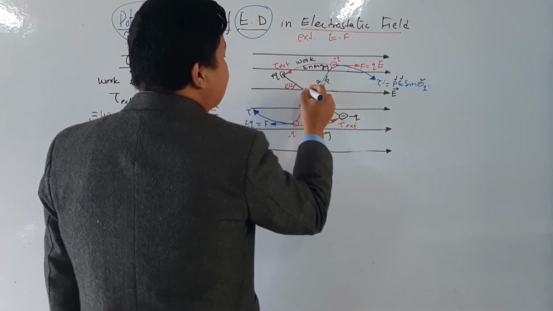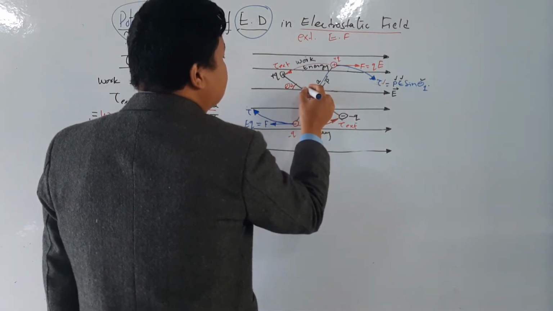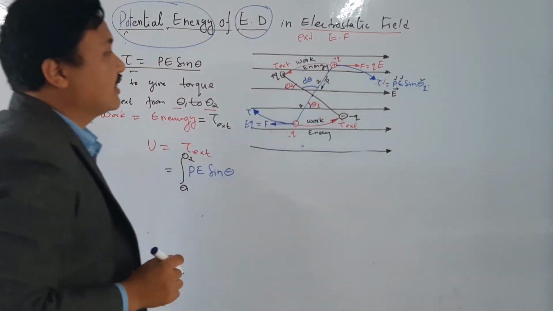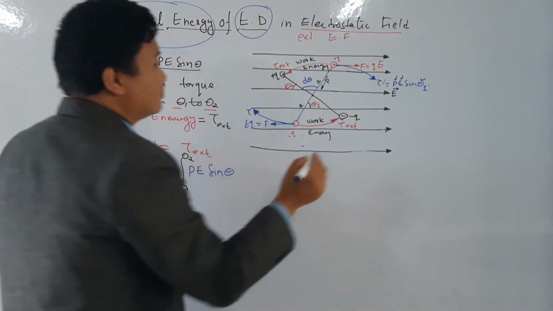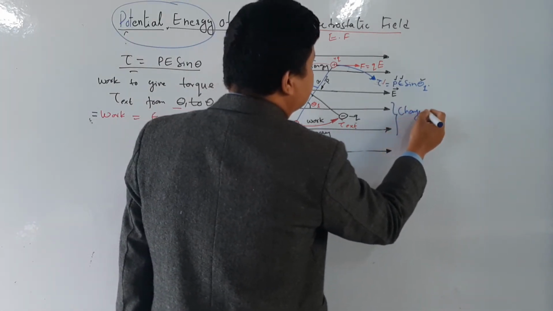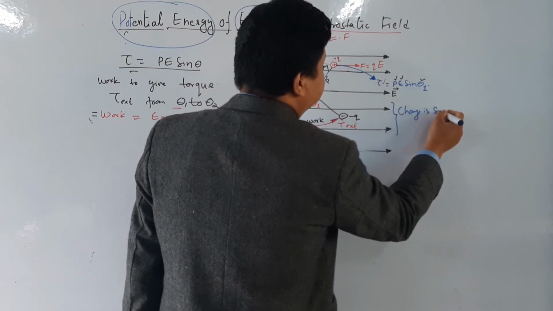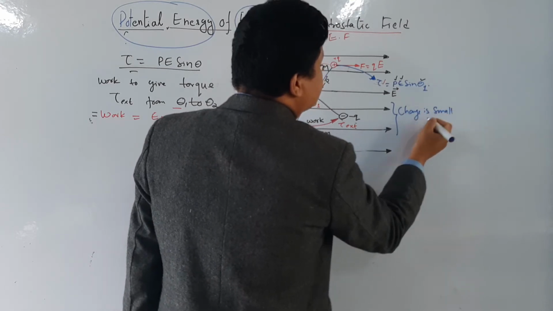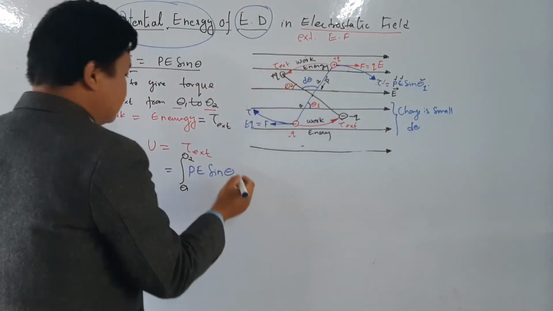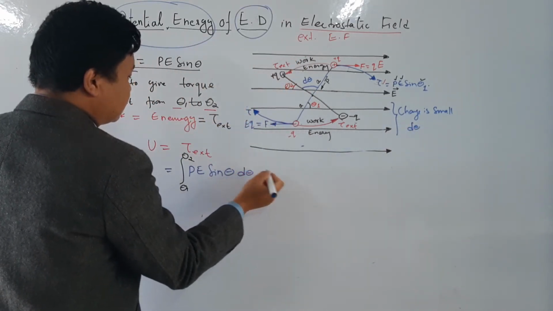The change in theta is very, very small, that is d theta. Okay, how much is the change? So the change in the angle is small. Change in angle is small, that is d theta. So I will just write here d theta.